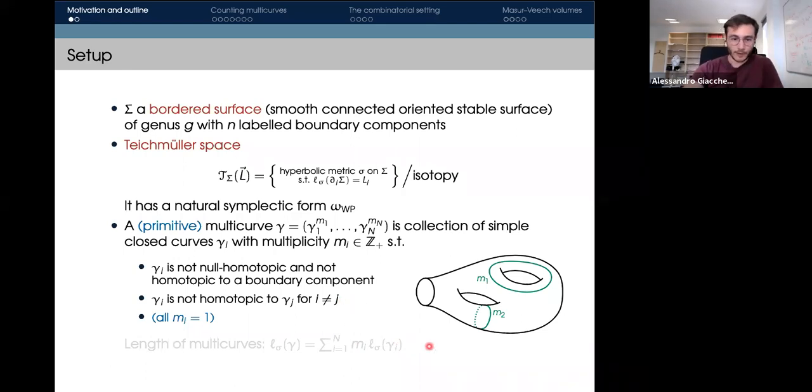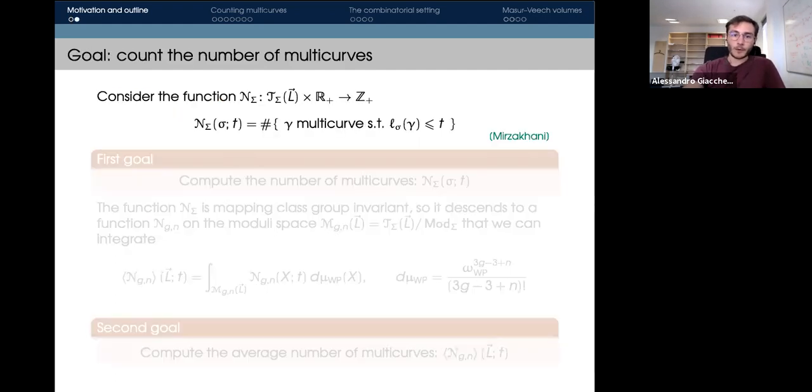And the main point for me is that we can talk about the length of multicurves with respect to a point on Teichmüller space. And I define the length of this multicurve as the sum of the length of each component multiplied by its multiplicity. So the main object I want to consider in this first part of the talk is the following counting function that was considered by Mirzakhani.